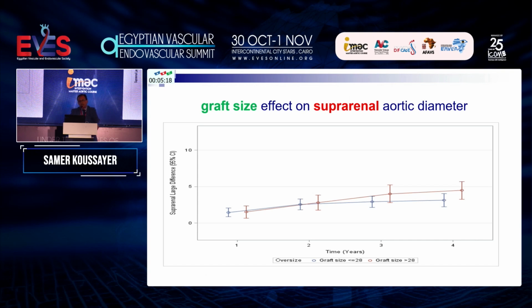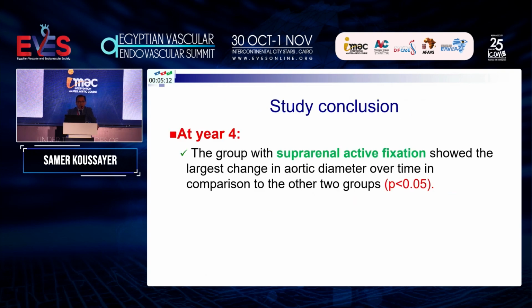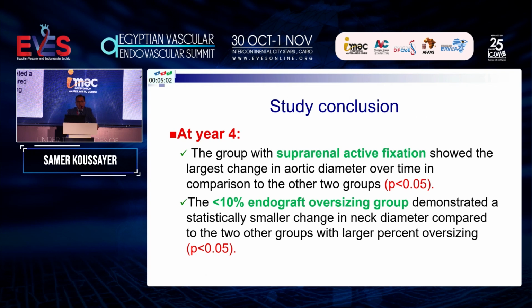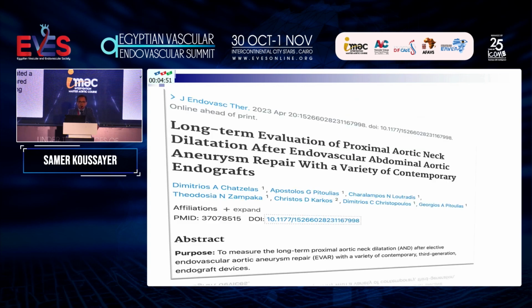What about the graft size? He found that the majority of the neck dilatation happened if you used a device graft size of more than 28. So he concluded that over the years the group with suprarenal active fixation showed the largest change in aortic diameter over time compared to the other two groups, and this was statistically significant. Also, if you oversized by less than 10%, the incidence of neck dilatation was the minimum compared with the other groups, and this was statistically significant.